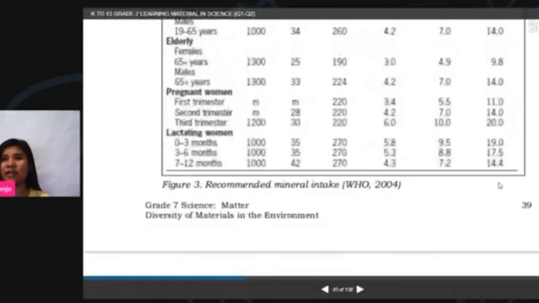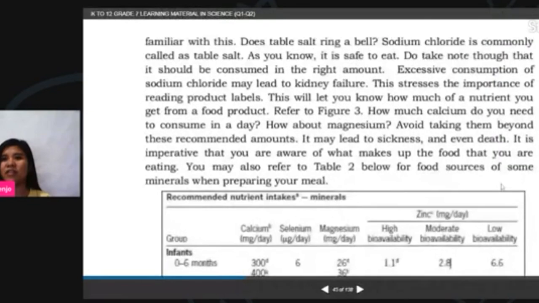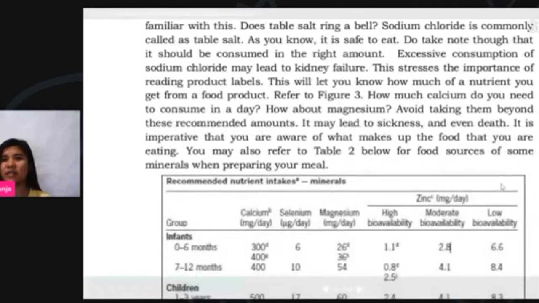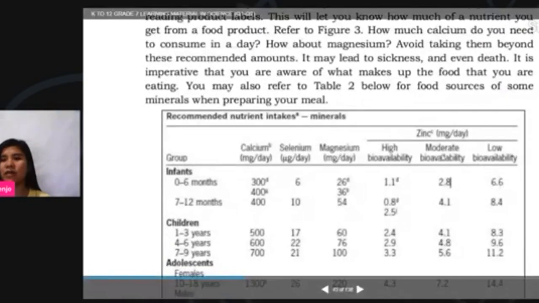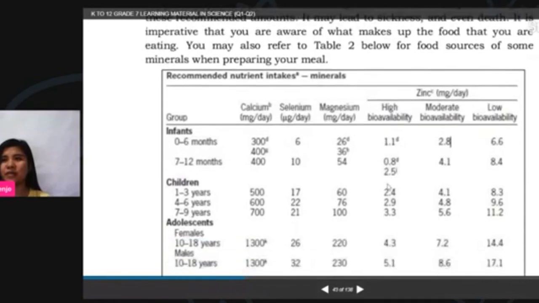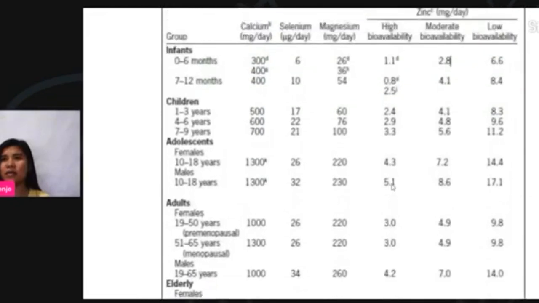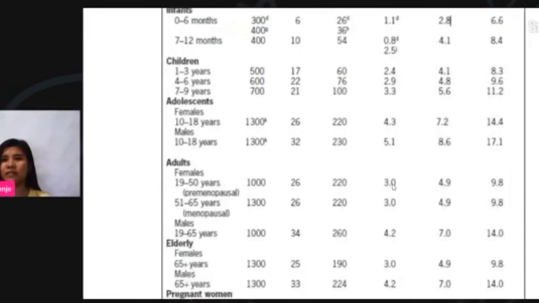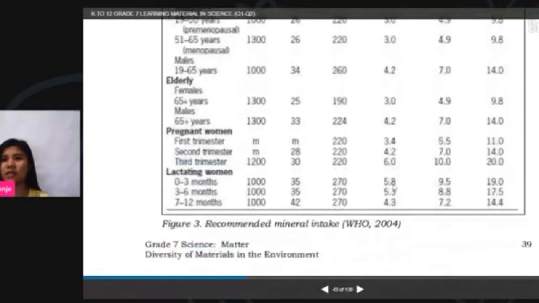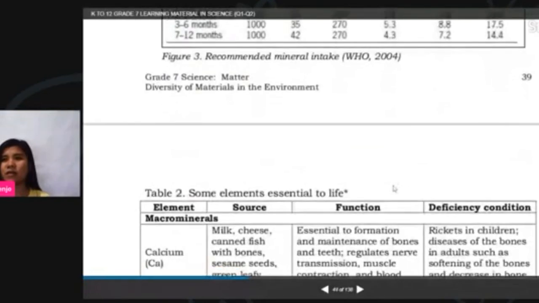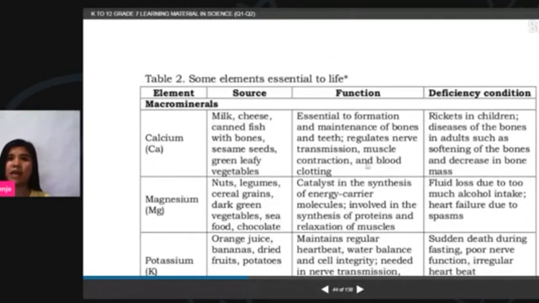So we have here the recommended nutrient intakes or mineral intakes for the different groups of people. You have this in your learning material. Just refer to this in the book. Okay, and we have here some elements that are essential to life.